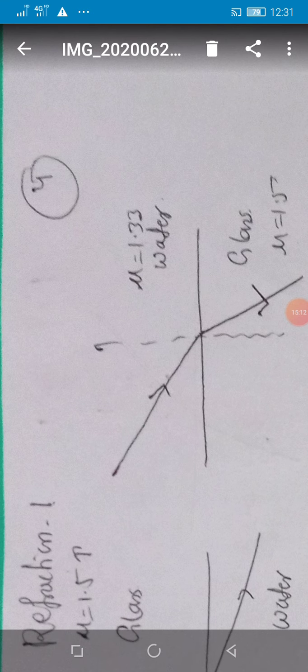See the second figure, student. Here mu is 1.33, glass 1.5. So mu1 is less, mu2 is greater. So mu2 is greater means theta has to be less, and you see the figure. Light is bending towards the normal. Can you see the figure, student? Light is bending towards the normal, like this you can draw.